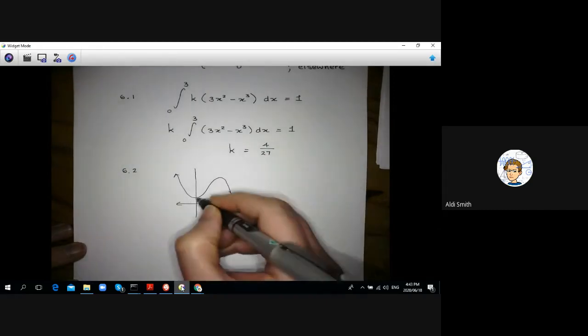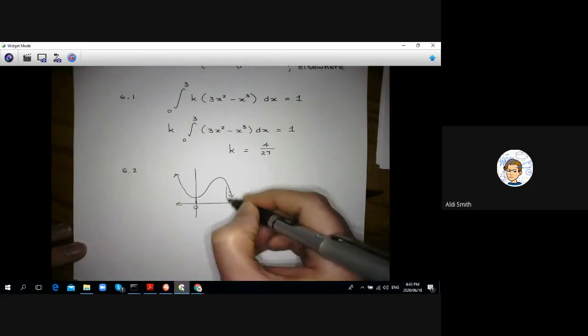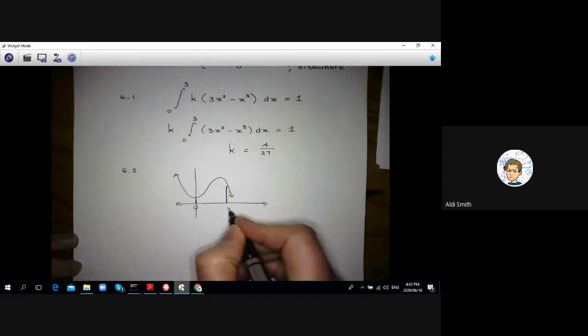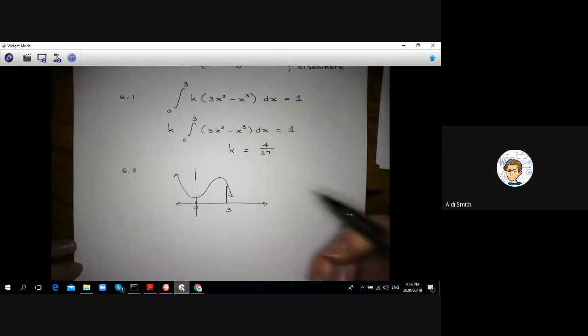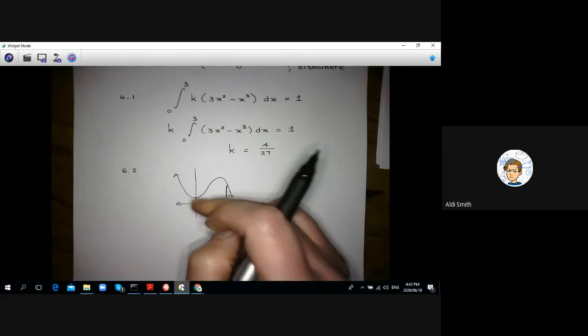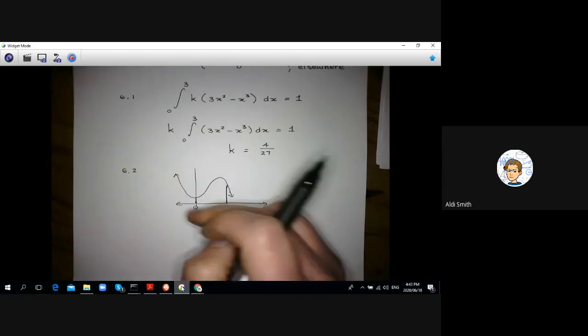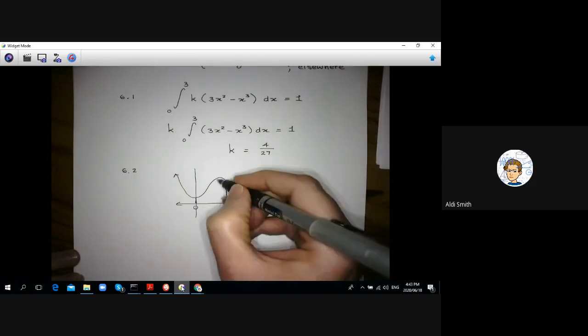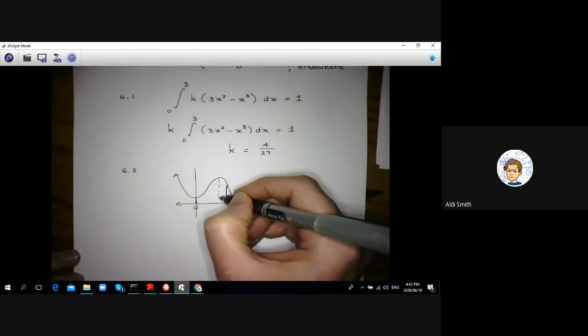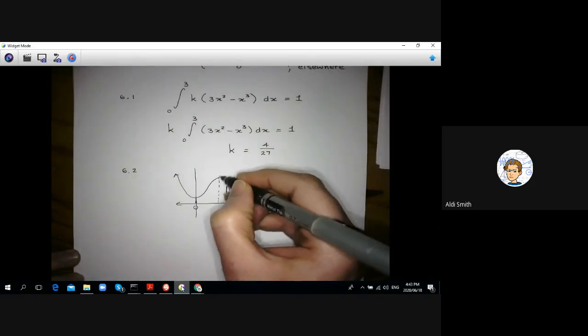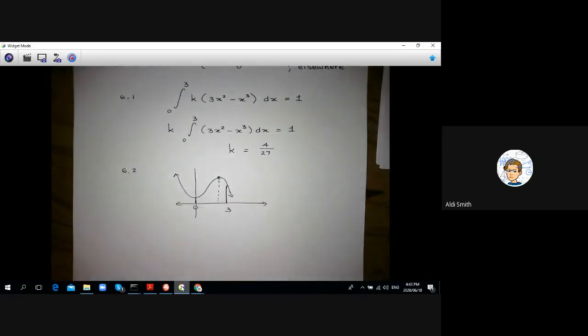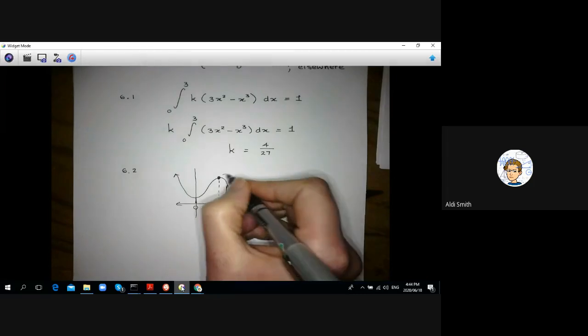So I might say this is 0. I might say this is around about 3. And we are looking to find the mode of that little piece right there. So the mode of that little piece is where I have the most values. So it literally means the maximum turning point of this graph. So this right there is the mode.